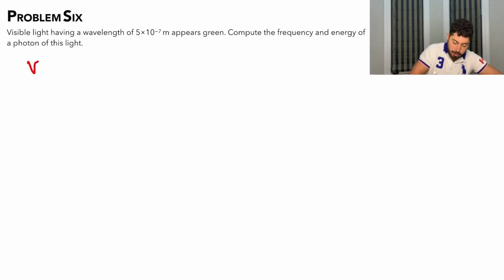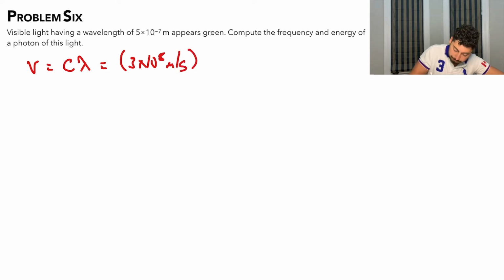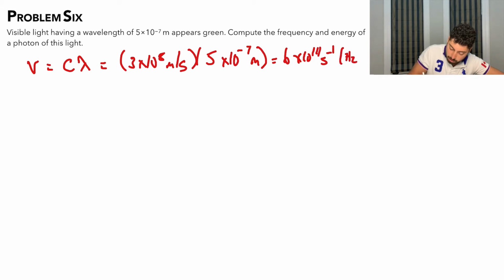So frequency, which is nu, is equal to c divided by lambda, where c is the speed of light and lambda is the wavelength. So the speed of light is a constant, which is 3 times 10 to the 8 meters per second. And our wavelength is 5 times 10 to the minus 7 meters. That's going to give us a frequency of 6 times 10 to the 14 inverse seconds, or hertz. So we can conclude that our frequency is equal to 6 times 10 to the 14 hertz.